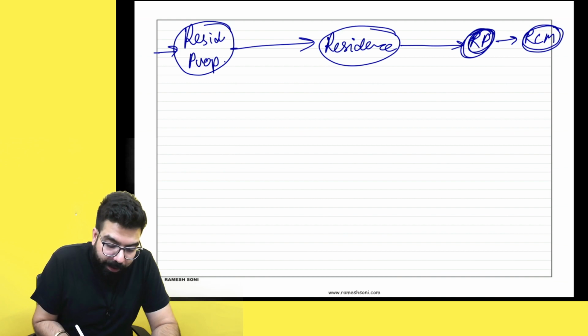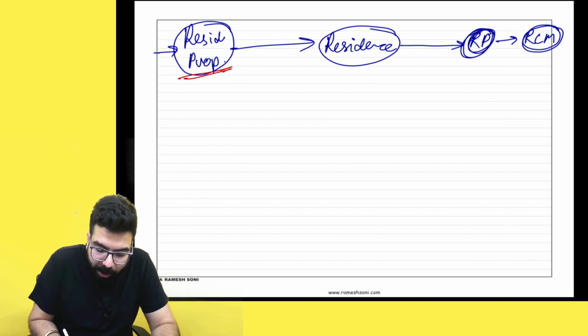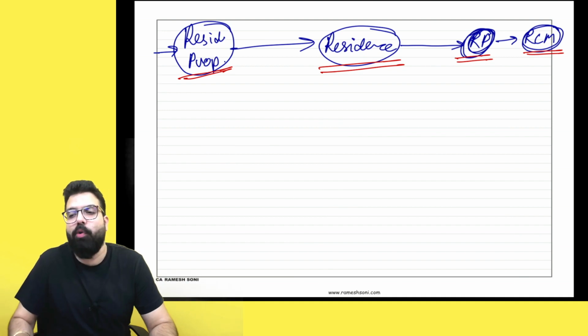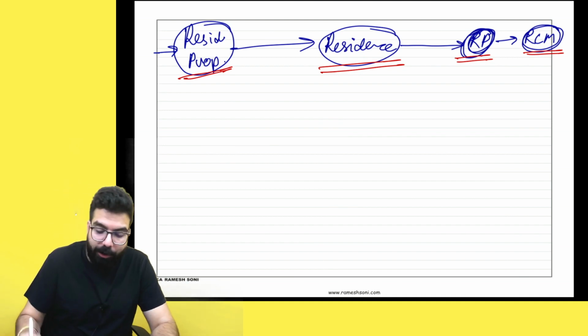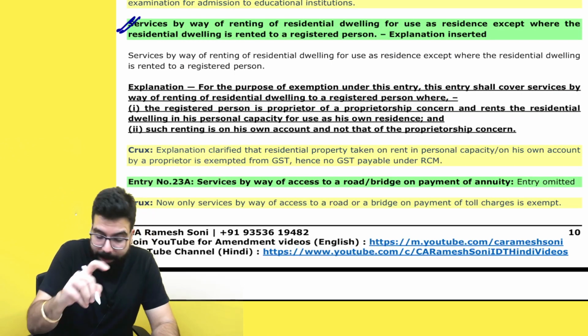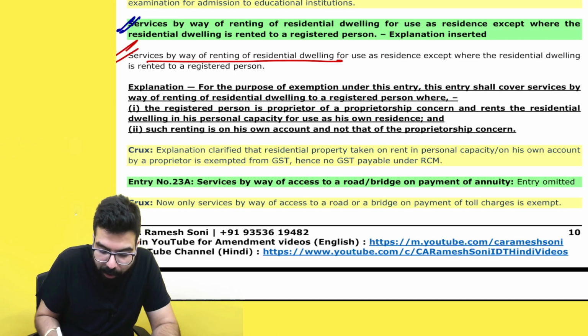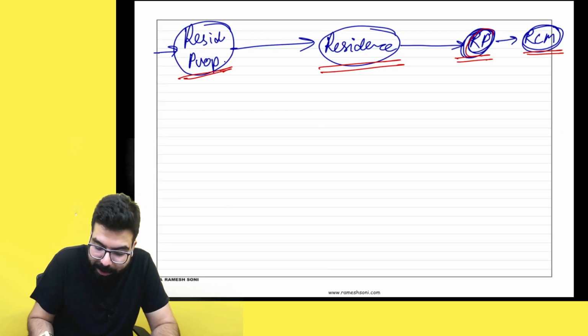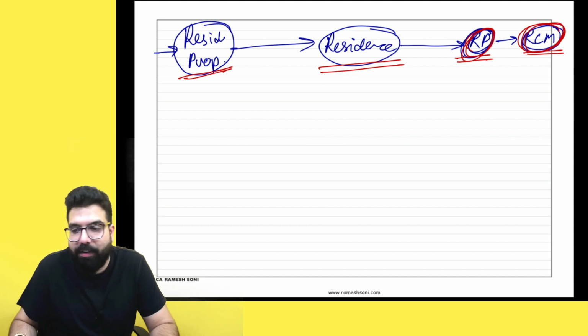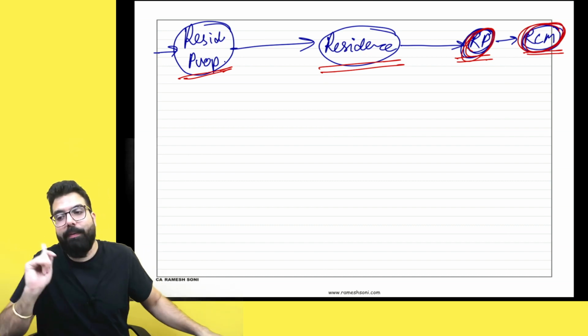Chalo, theek hai. Now, renting of residential property for the purpose of residence to a registered person was always under RCM, but now they have told otherwise. See over here, they are telling services by way of renting of residential property for use as residence, except when the residential dwelling is rented to a registered person, because if you rent it to a registered person, reverse charge mechanism will come. But listen to me very carefully.